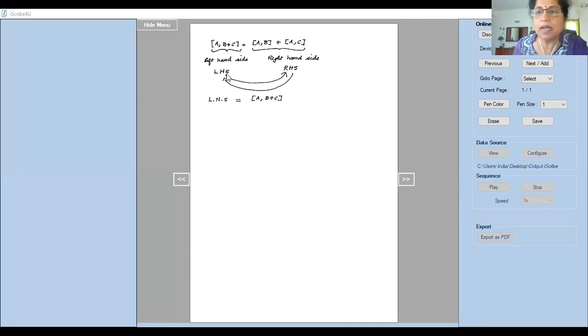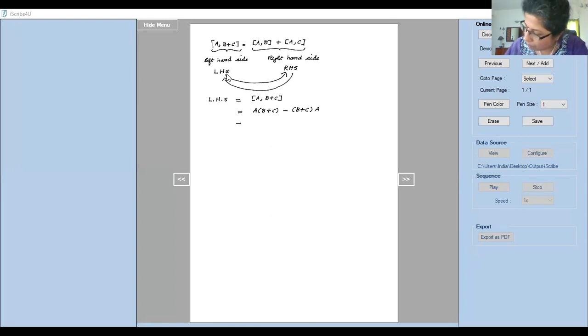Now, this is the commutator. So this is the second step itself. A lot of people have gone wrong. What should be the correct answer here? The correct next step, it should be A into B plus C minus B plus C into A.